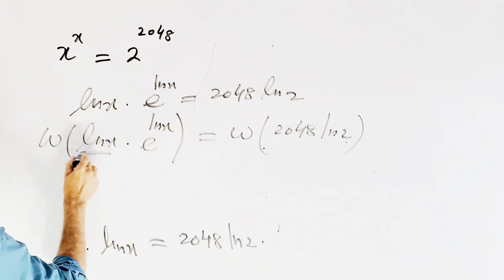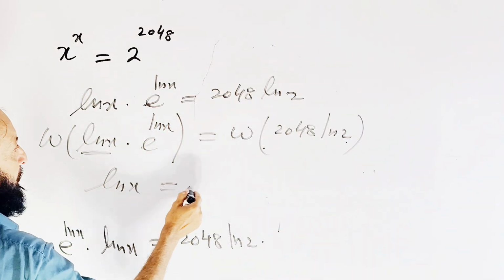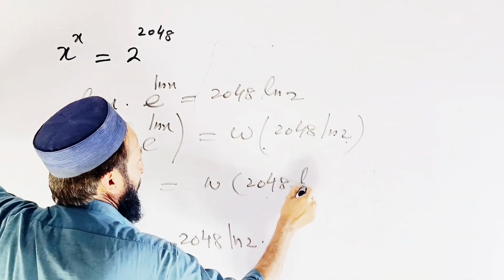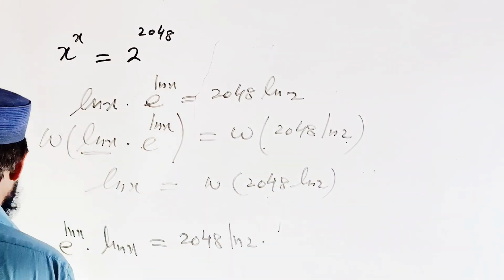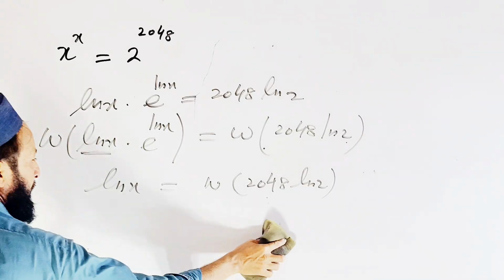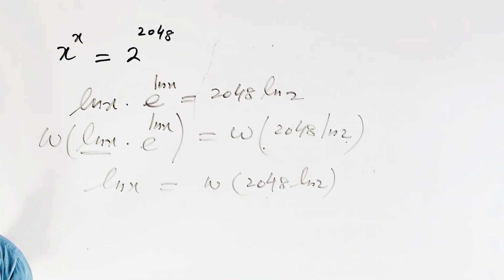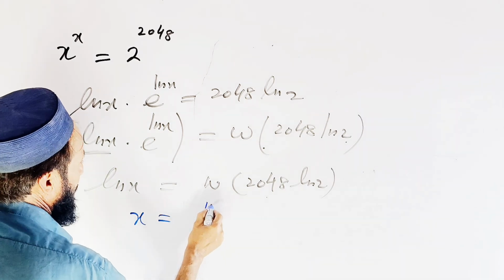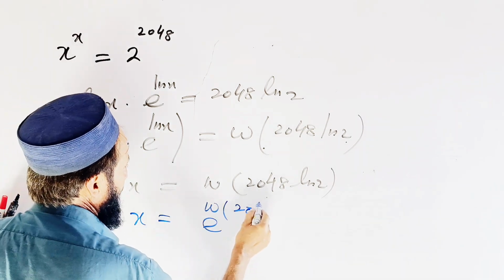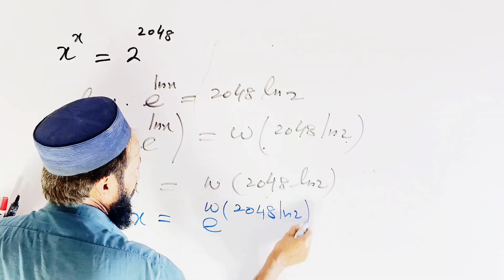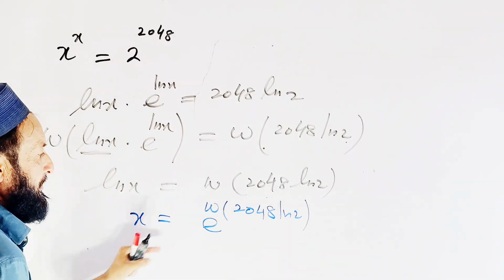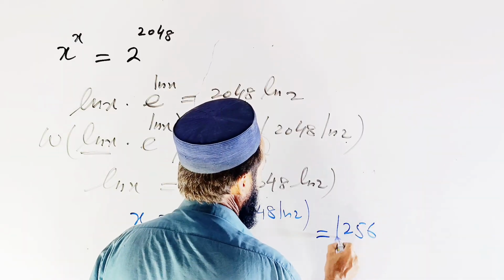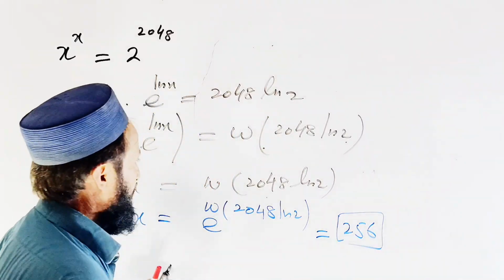Now according to the Lambert W function, log x is equal to W of 2048 log 2. But we require the value of x, so we change into the exponential form. So x is equal to e to the power W of 2048 log 2. If we simplify, this will be equal to 256, x is the solution by another method.